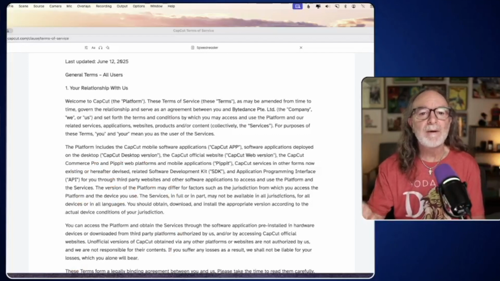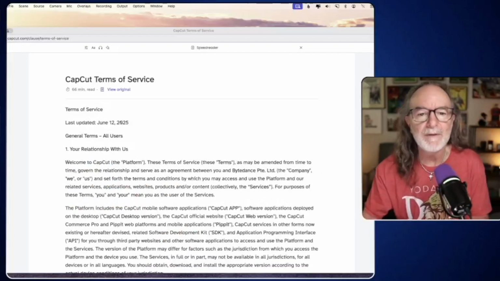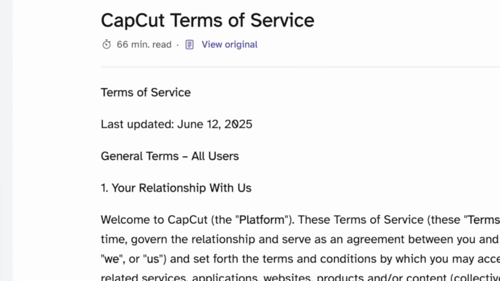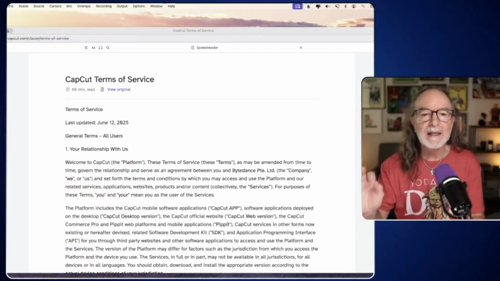Here's what I saw. Now, there's something that's very key here. If you notice right there at the top, it says last updated June 12th, 2025. If you're never sure, if you're looking at the current terms of service, always look at when it was last updated. And some people don't know this.